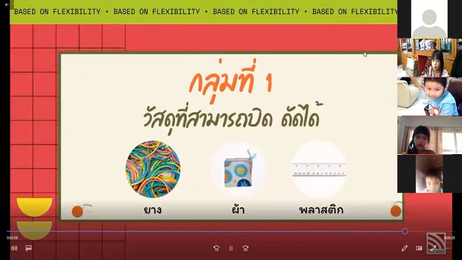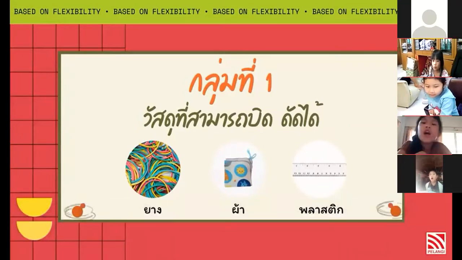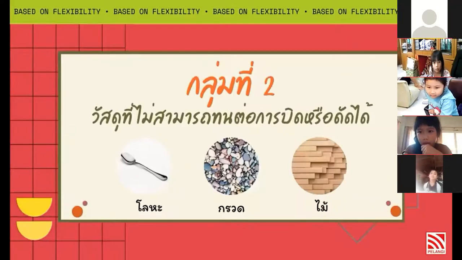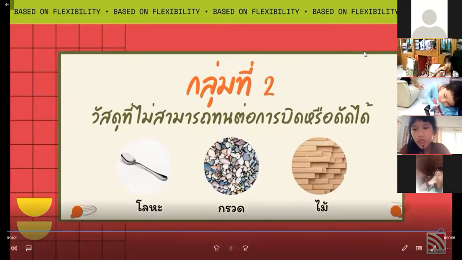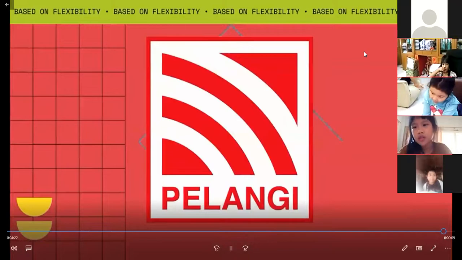Which ones are flexible? The rubber, the fabric, and the plastic. And the rigid ones are metal, stone, and wood. Okay, so we found out our flexible ones and our rigid ones. The only material we didn't do a test on was glass. Because if we tried to bend glass, we might cut our fingers. So we don't want to even try glass. It's so rigid.